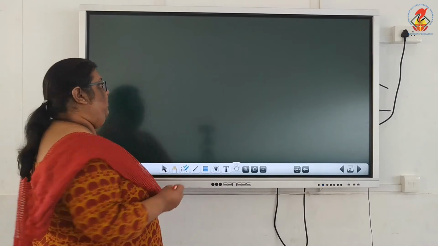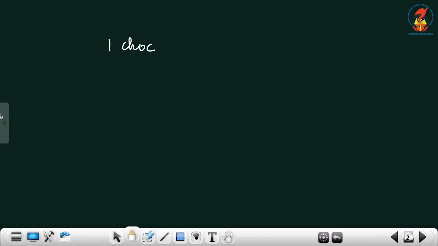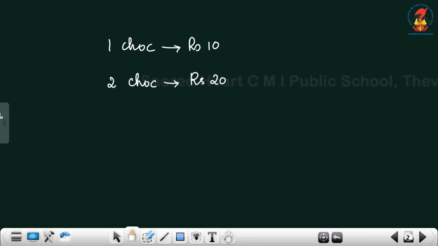I'll just write it here. One chocolate, it costs 10 rupees. So when your brother came, you bought 2 chocolates. So now the cost is 20. You bought one more chocolate for your sister at home. So 3 chocolates. So what will be the cost? 30 rupees.